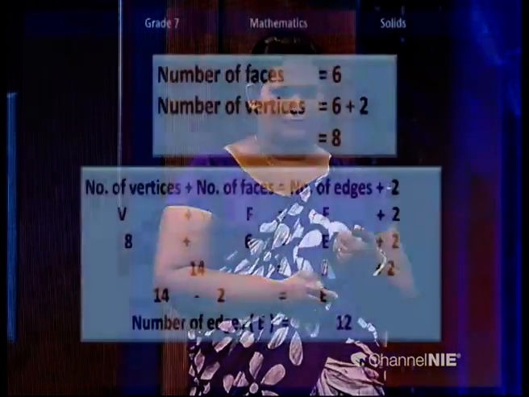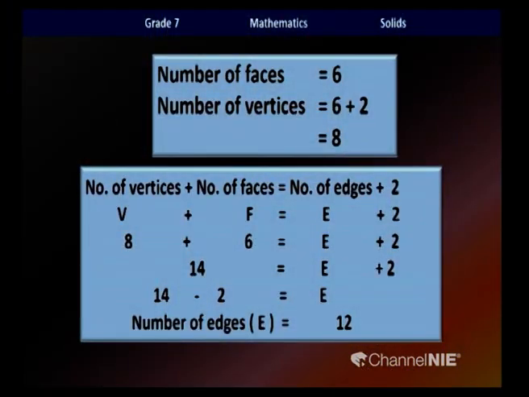So, we will do that. Here, number of vertices plus number of faces equals number of edges plus 2, that is the Euler's relationship. Here, I have substituted the values of number of vertices and faces.